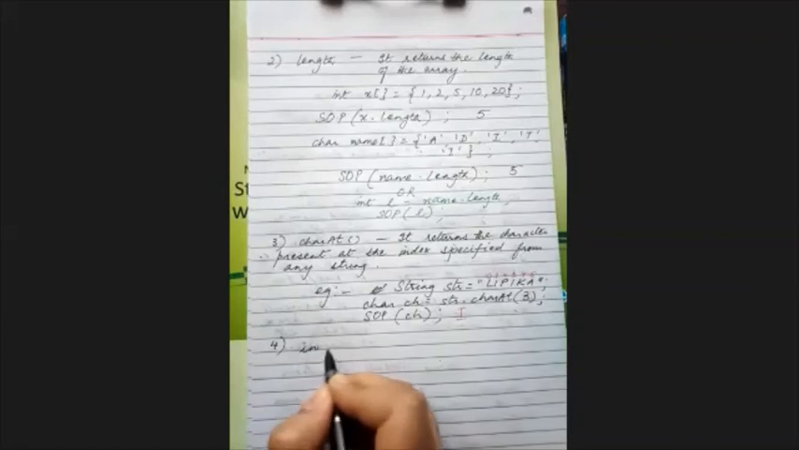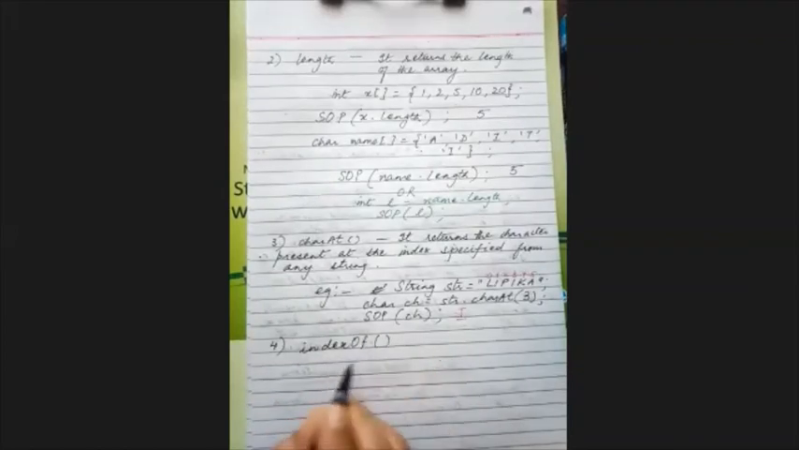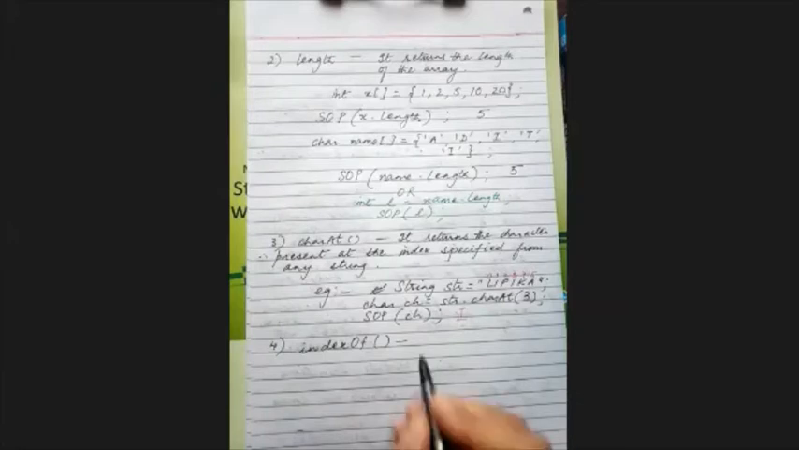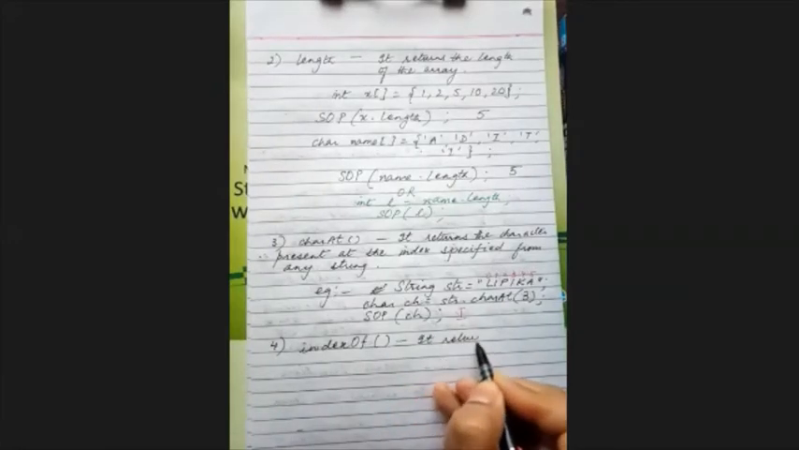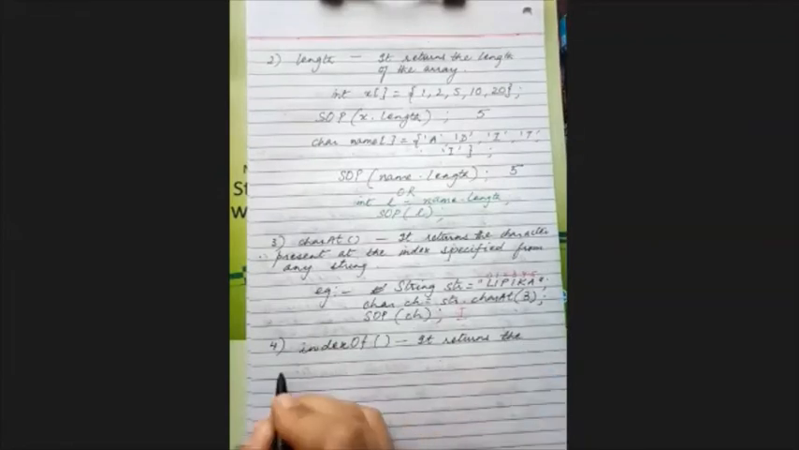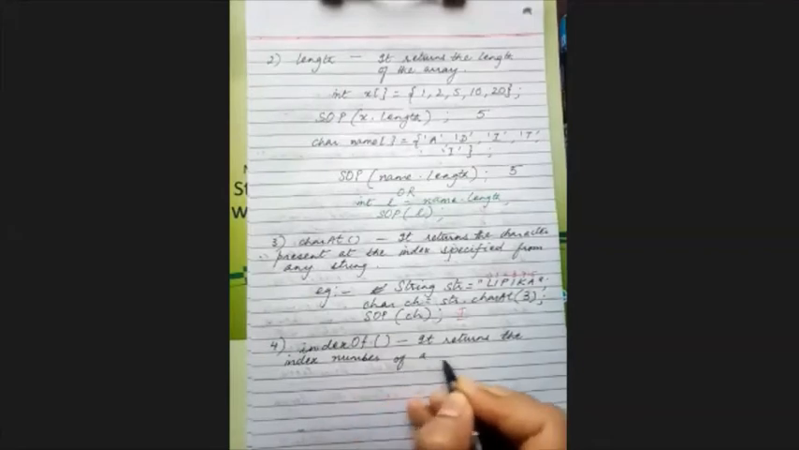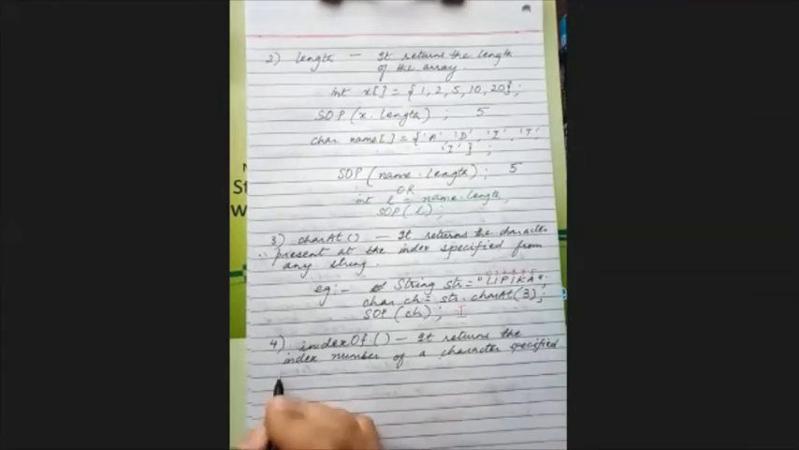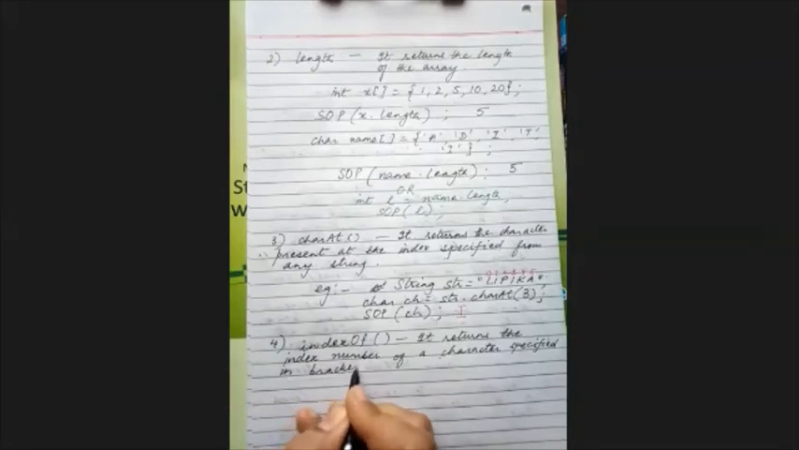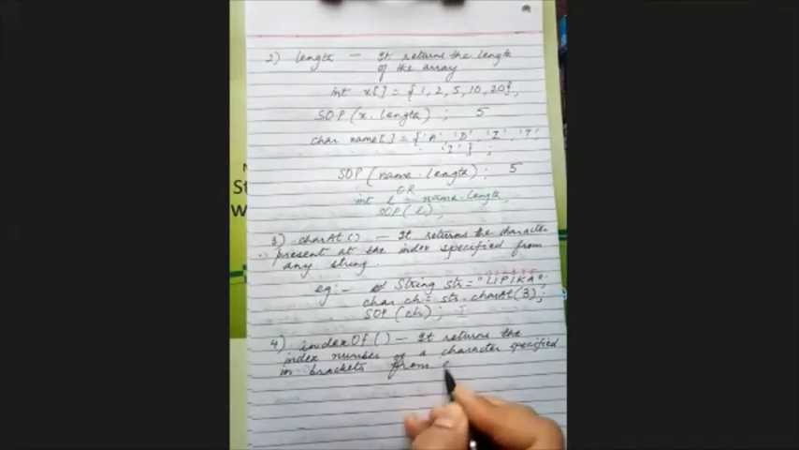The next function which we are going to do now is indexOf. indexOf में I small है लेकिन O capital है. लिखिए, it returns the index number of a character specified in brackets from a string object.